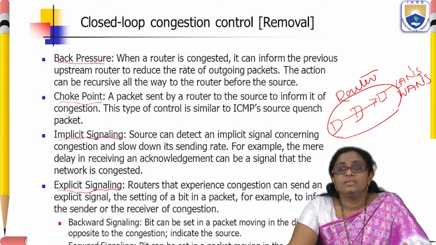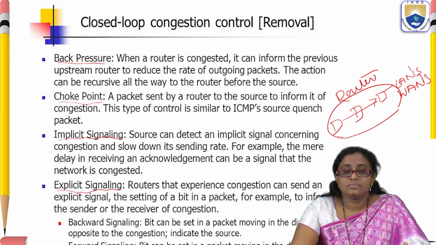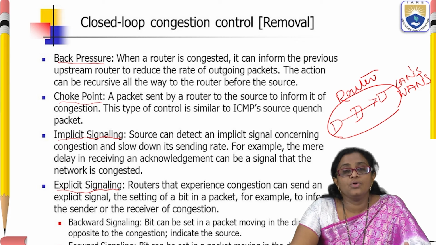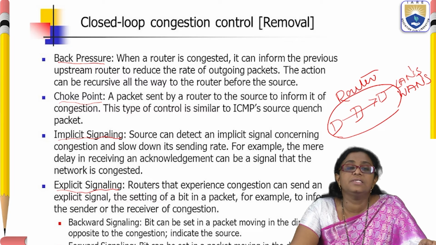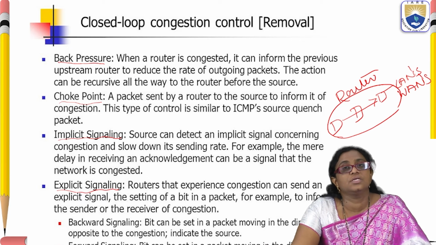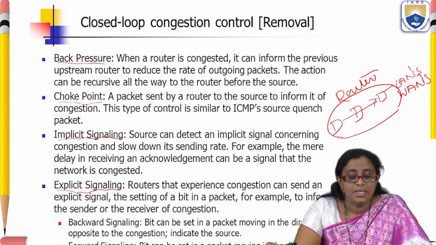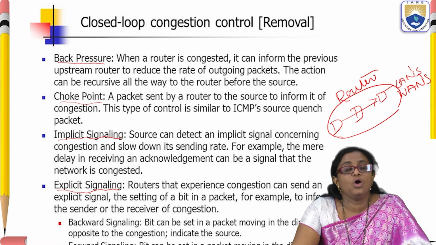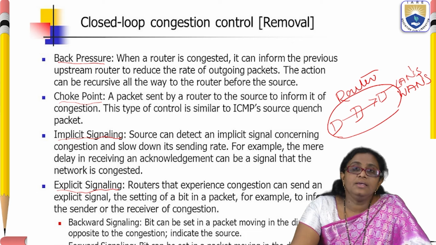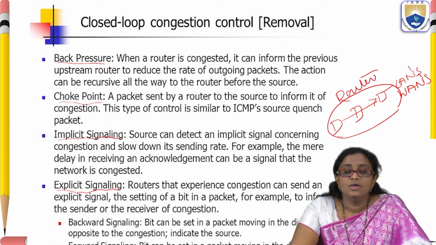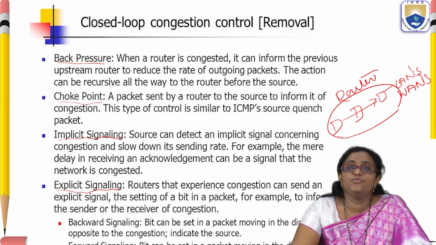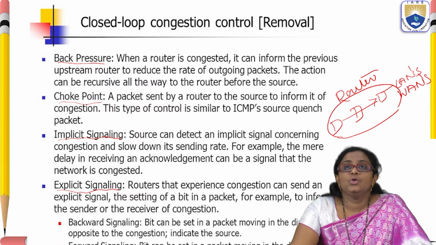It can inform the previous upstream router to reduce the rate of outgoing packets. The action can be recursive, all the way back to the router before the source node that transmits the data packets to its destination host. That is back pressure. What I mean to explain is that in closed loop congestion control, when a router is congested, it informs the previous upstream router to reduce the rate of outgoing packets.